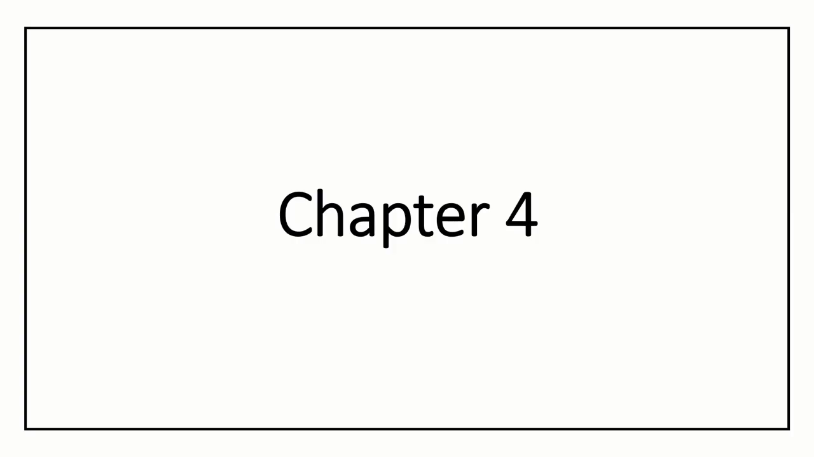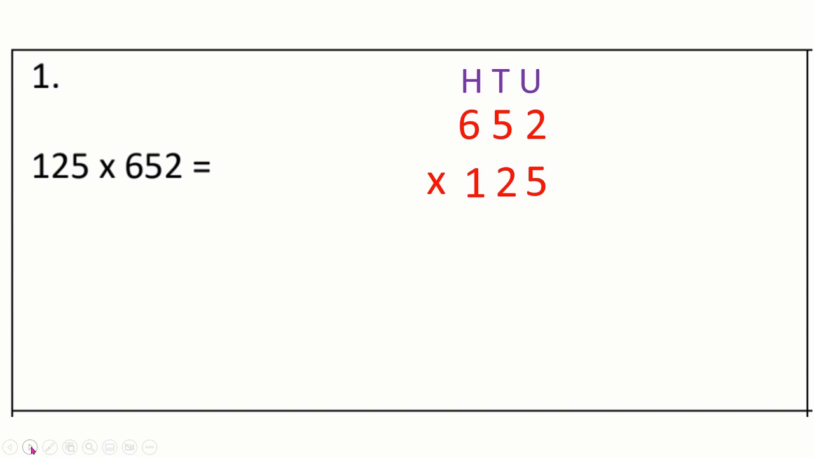Chapter 4, multiplying a 3-digit number by another 3-digit number. Let's look at 652 multiplied by 125. So the first thing we're going to do is multiply 652 by 5, and I've highlighted the 5 in blue for you, so that's what we're going to keep tabs on.